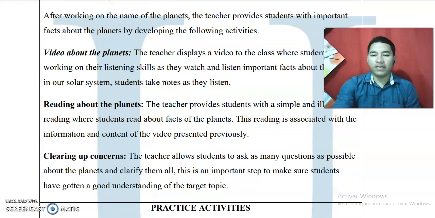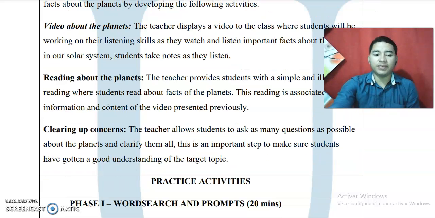The next step of this activity is to clear up concerns. So the teacher is going to clarify any question or concern that the students may have in the development of the lesson plan. So he's going to answer all the questions that they have so far to that point, and he's going to continue with the practice activities.